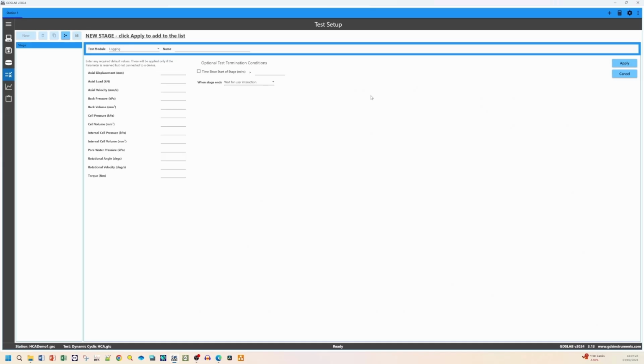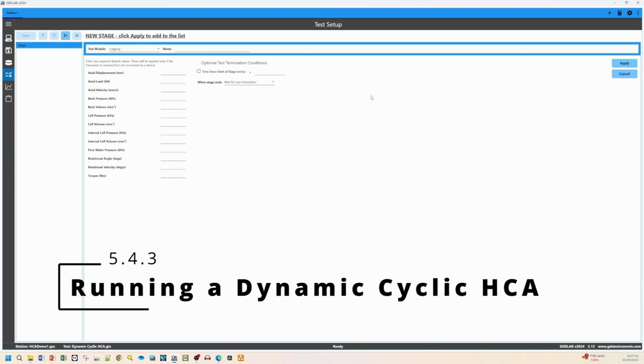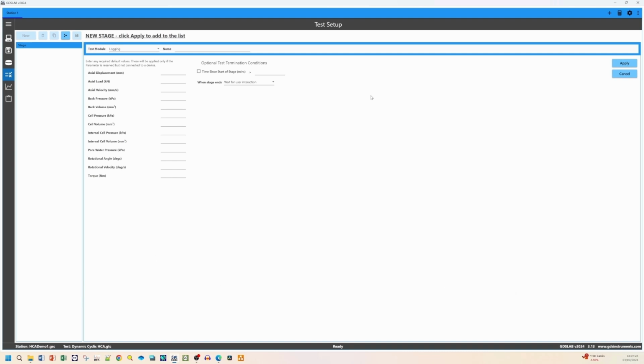Hello and welcome to this GDSLAB video guide 5.4.3, running a dynamic cyclic HCA. This test allows for dynamic control of various forces and pressures on a hollow cylinder specimen. The hollow cylinder setup simulates real-world conditions more accurately than standard tests by combining vertical, torsional and pressure forces.